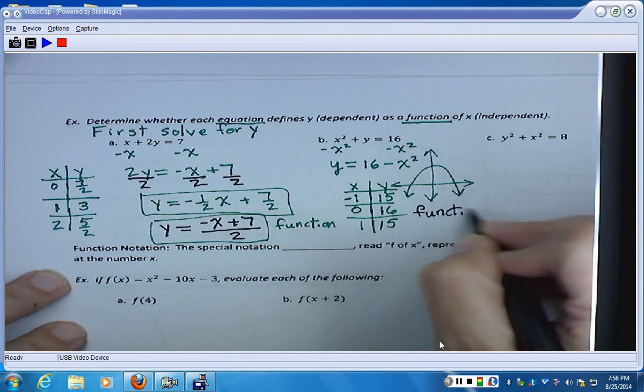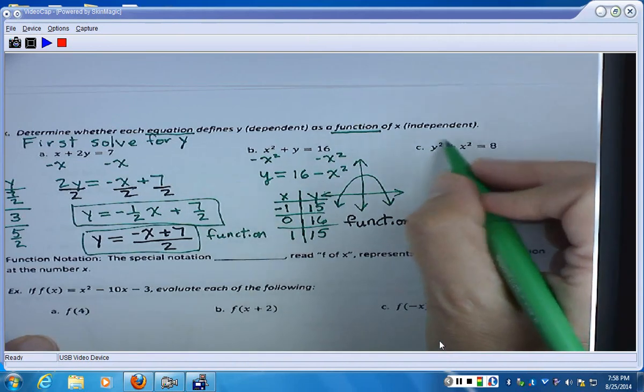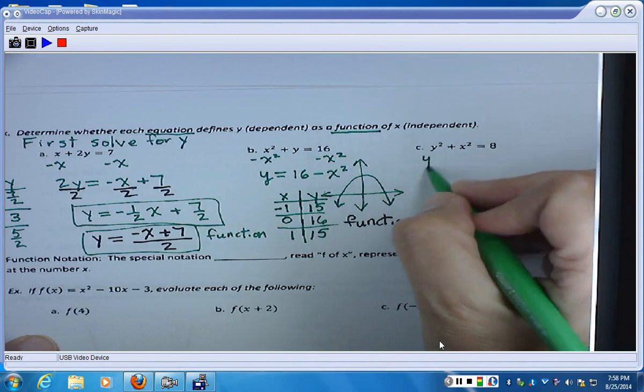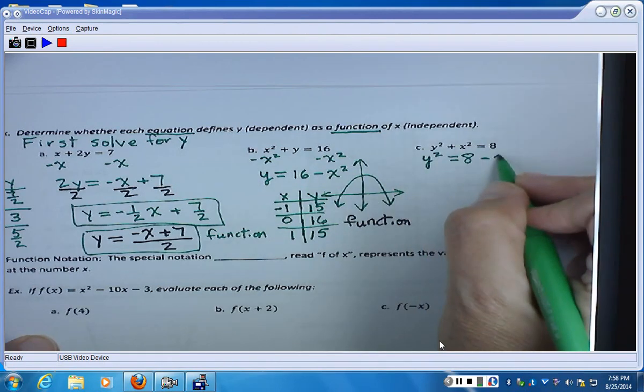And you're probably going to understand it better when we do this next example. Solve this for y. So, solve for y squared. You get y squared equals 8 minus x squared.